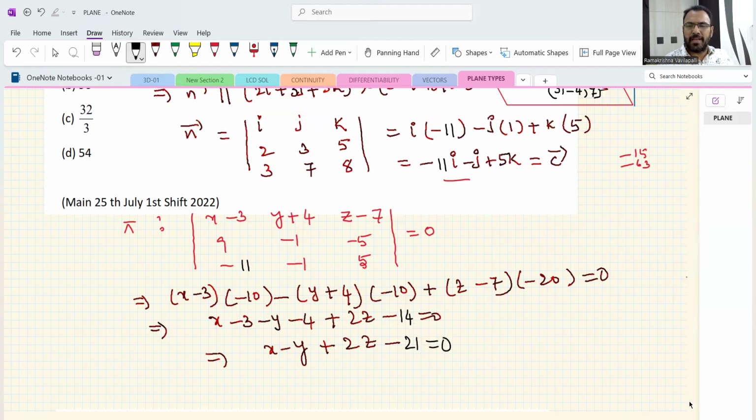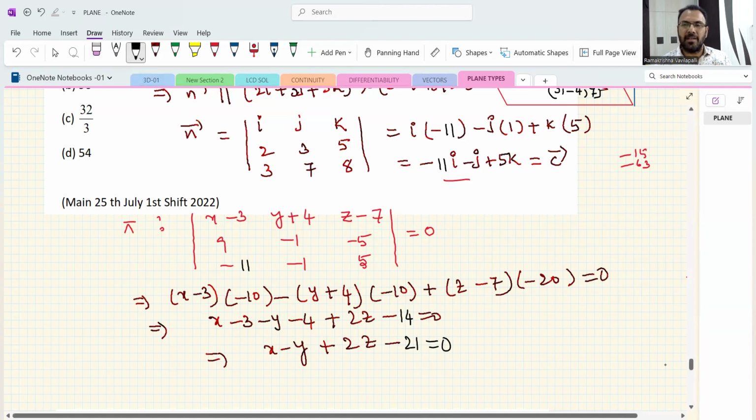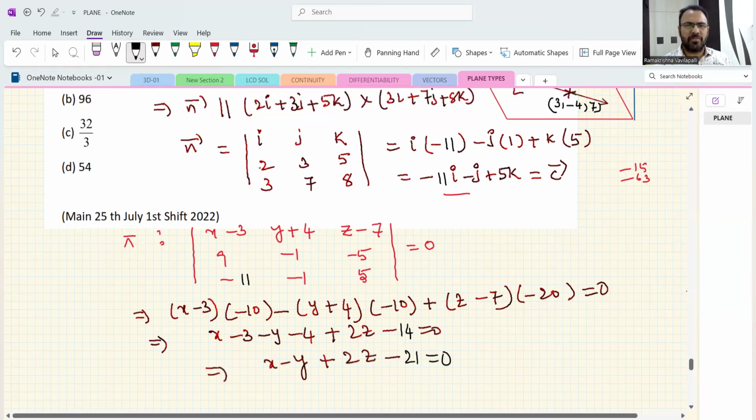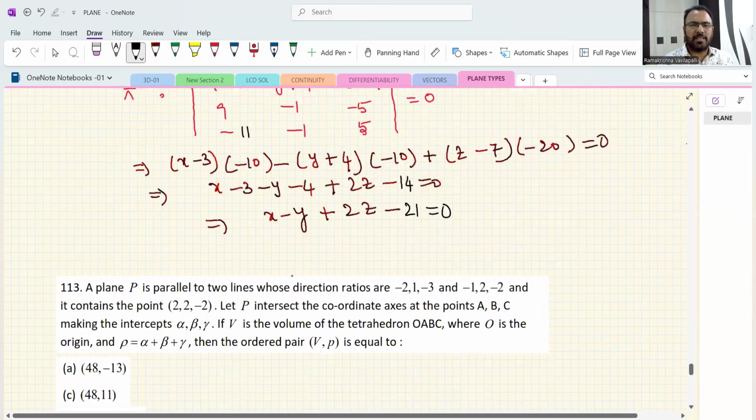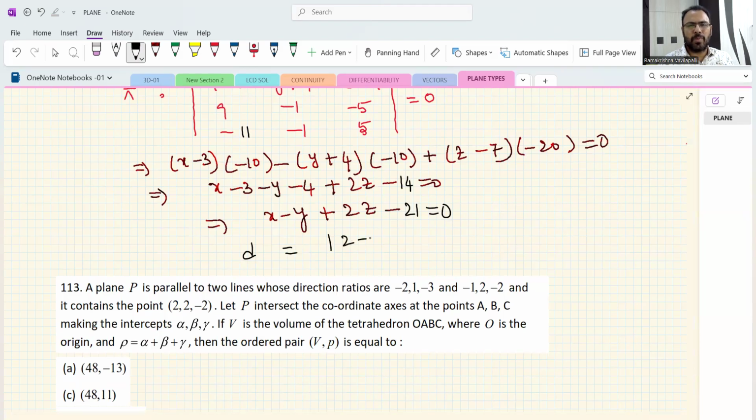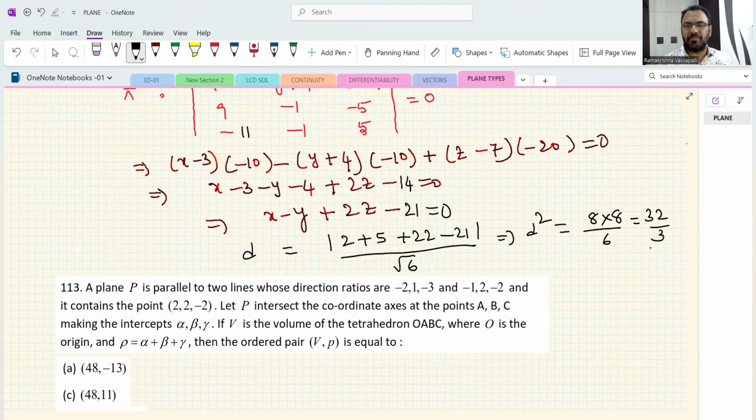Now we need to find out that perpendicular distance from 2, minus 5, 11. So the perpendicular distance D is equal to modulus of 2 plus 5 plus 22 minus 21 whole by root 6. So by doing square, you will get 8 into 8 by 6. That's equal to 32 by 3.